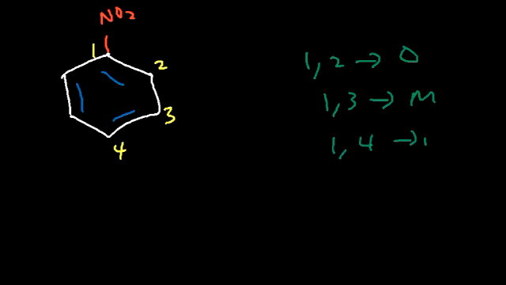The next thing you need to know is something called ortho-para directors. Now let's say we have a nitro group, and let's call this carbon 1, and this is 2, 3, 4. You need to know that 1, 2 is ortho, 1, 3 is meta, and 1, 4 is para. So the nitro group is a meta director, which means that it directs an electrophile to position 3. Ortho-para directors would direct the electrophile to go to carbons 2 and 4. So now you need to know which groups are ortho-para directors and which ones are meta directors.